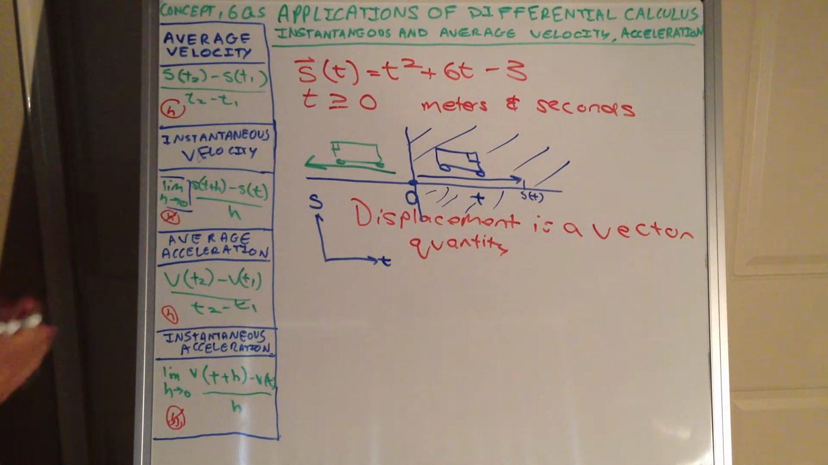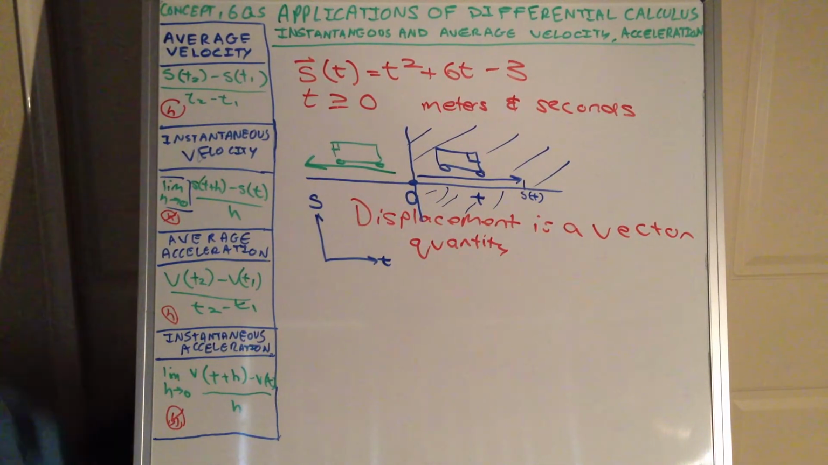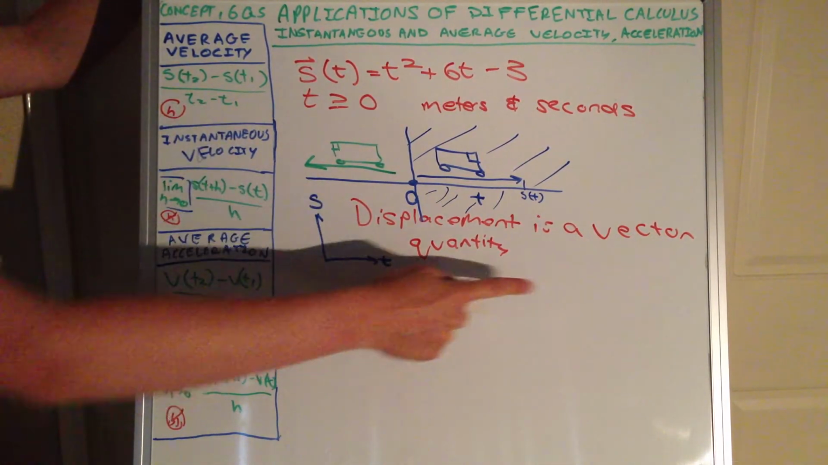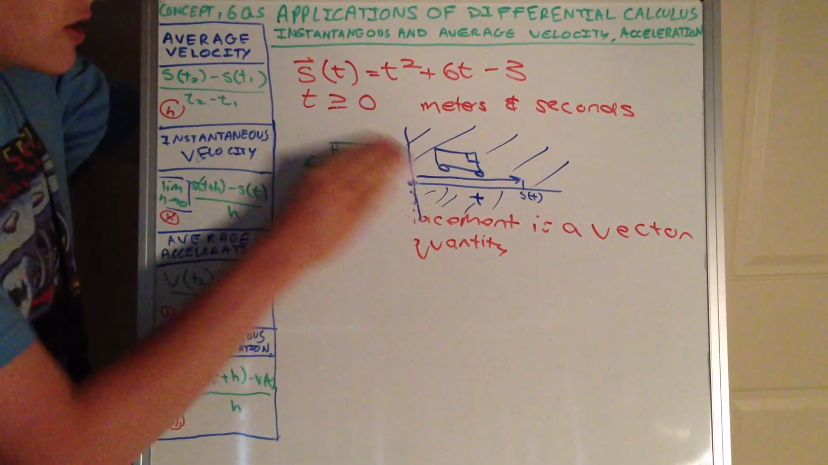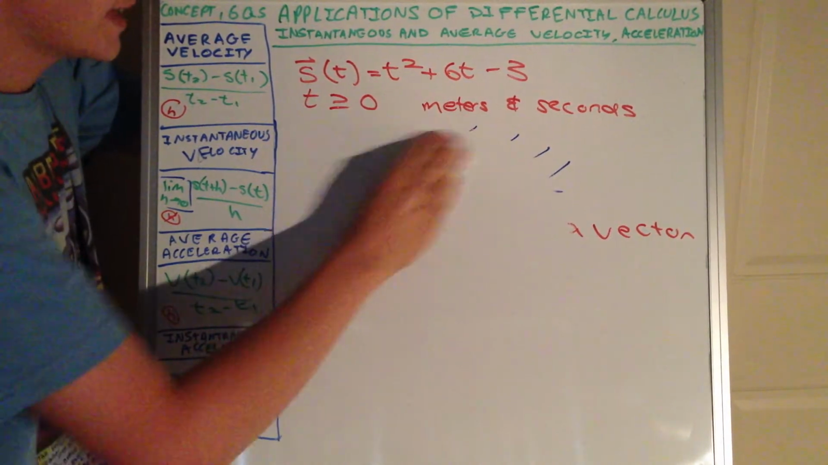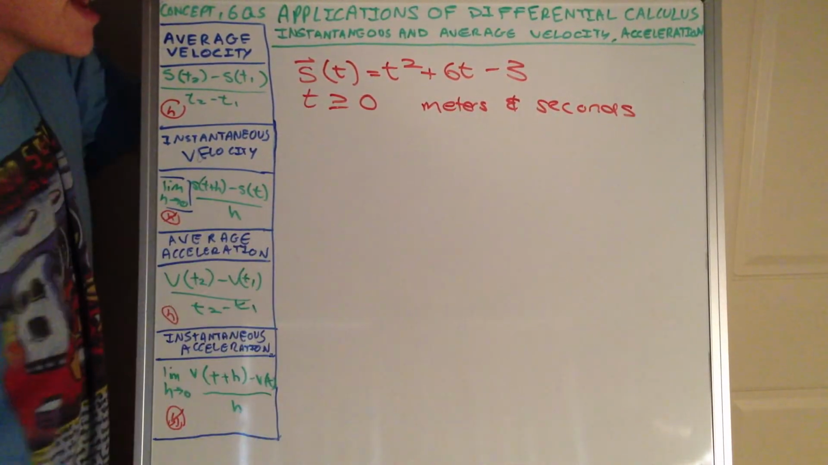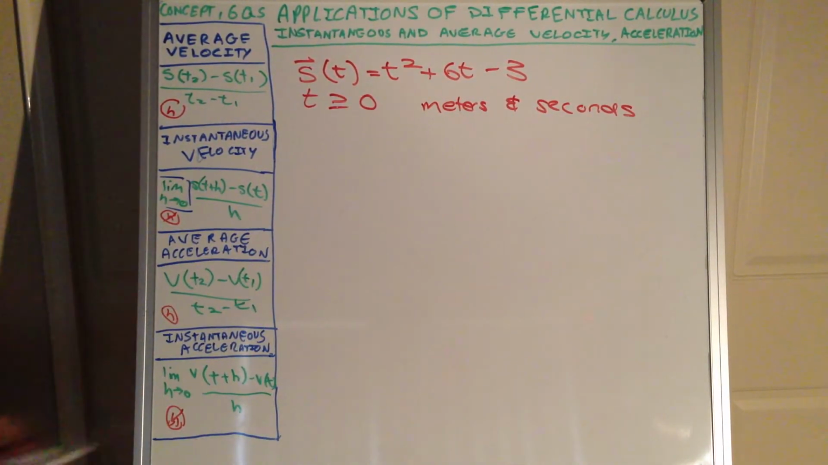What does the t greater than or equal to 0 mean? The answer is it's there because displacement is a vector quantity. So now that we've moved on from that and established that, that's our first question done.